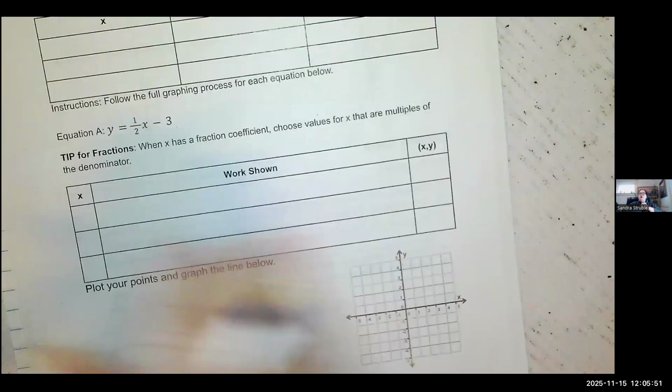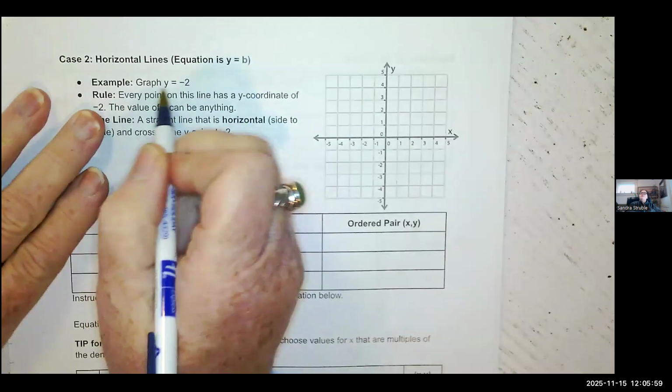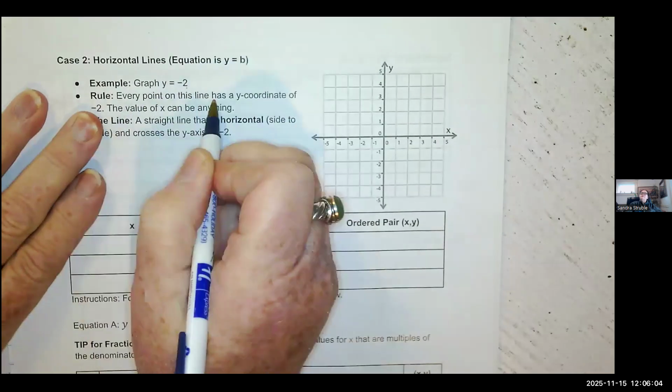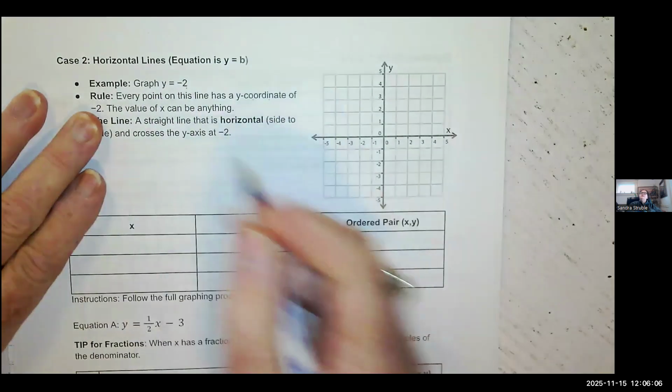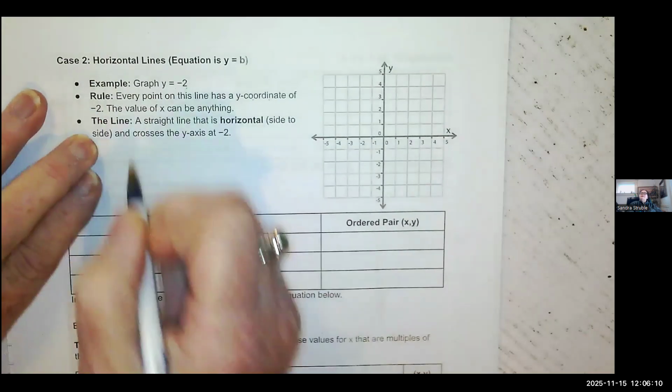Let's go to the next one. The next one's going to be a horizontal line. A horizontal line is going to cross the y-axis. And our next one is y equals -2. Every point on the line has a y coordinate of -2. -2, -2, -2. The value of x can be anything.